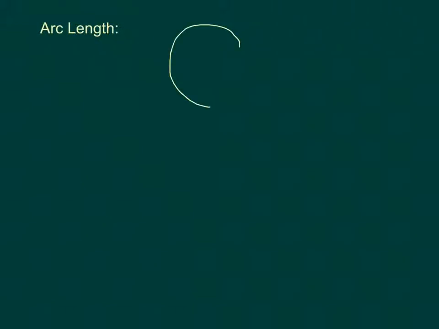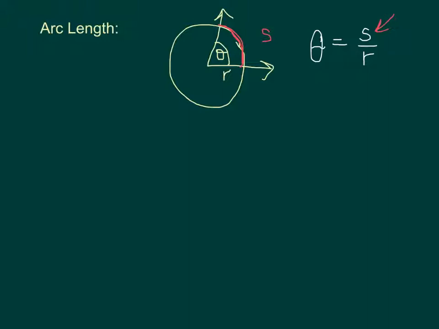So now we're going to learn how to find the arc length. So I'm going to draw a circle again, and we're going to use the same concepts as before. Here's our arc length, which is S. Remember, you have a radius and you have theta, which is your central angle. So the previous formula to find the radian measure was theta equals S over R. What if we wanted to find the arc length? How would you do that? Well, you would multiply both sides by R, and then you have S by itself. So S is equal to R times theta.